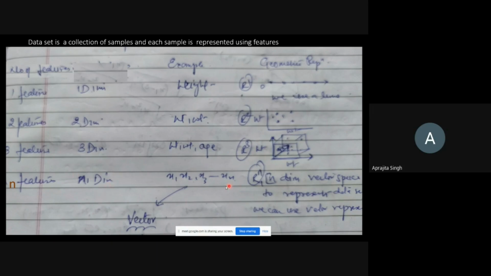So now how many attributes do we have here? x1, x2, x3 till xn. Okay. So how do we represent this?